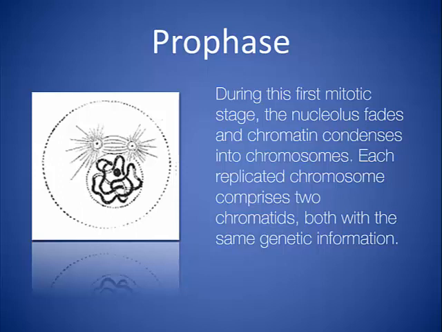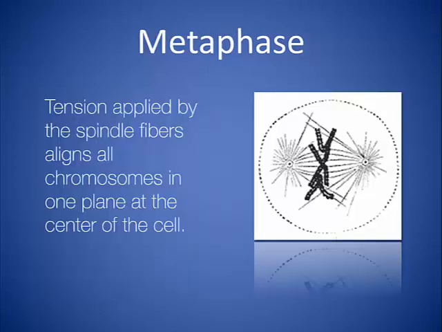Inside the nucleus, the nucleolus disappears from view. This is noteworthy because the cell does not need to divide the nucleolus right away. It will later reform when the nucleus divides completely.